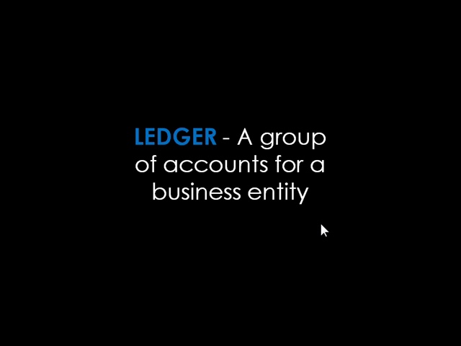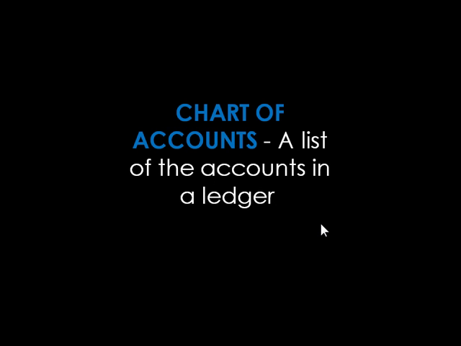Okay, so after you make your transactions in your accounts, then you need to understand what a ledger is. And a ledger is a group of accounts for any entity. And a chart of accounts is a list of the accounts that you use in your ledger. So you think about all of the accounts that you could have, and that would be your chart of accounts that you're using in that ledger.